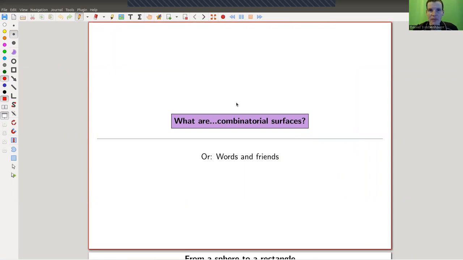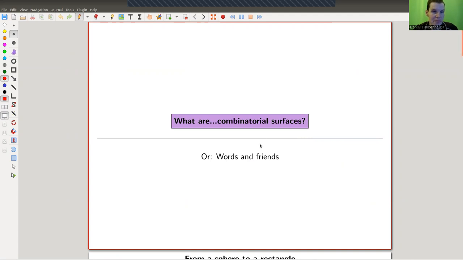Okay, welcome everyone to my continuation of what is geometric topology. Today I would like to completely reformulate what a surface is. I won't be able to do it completely, so we just do the first steps and then complete the story next time.